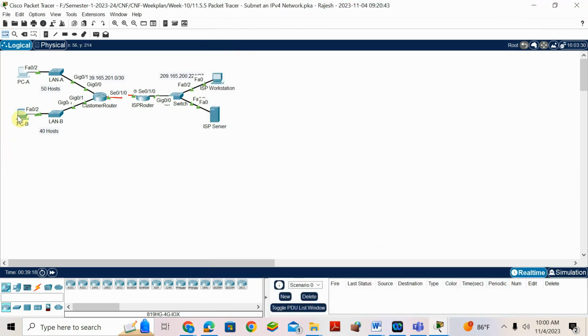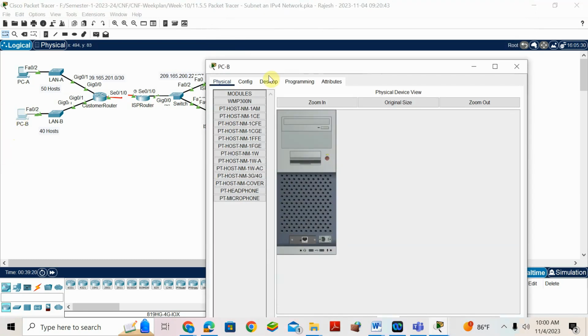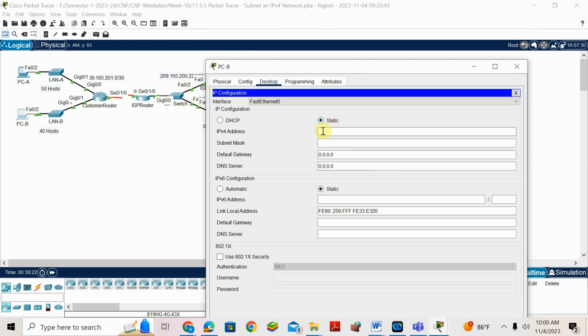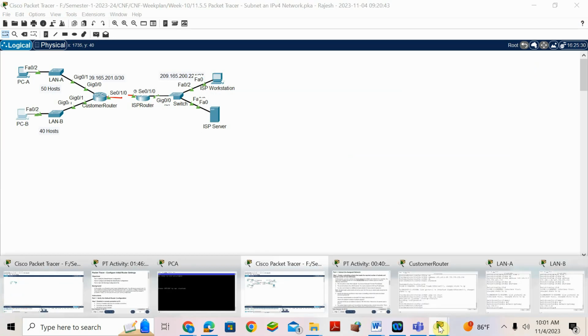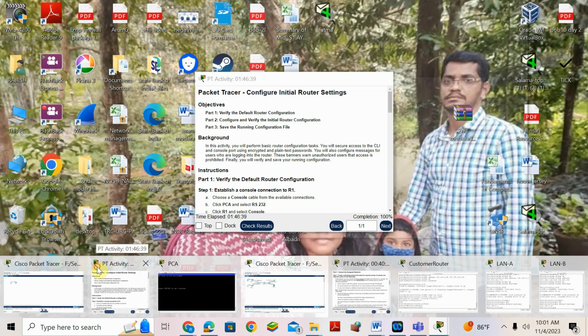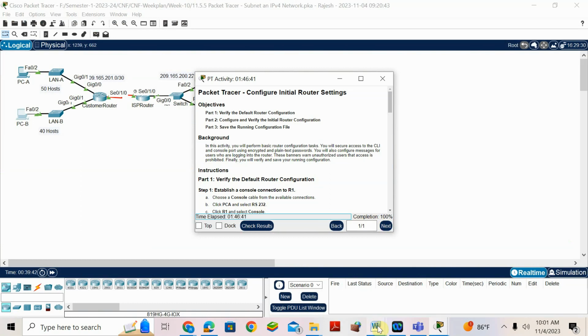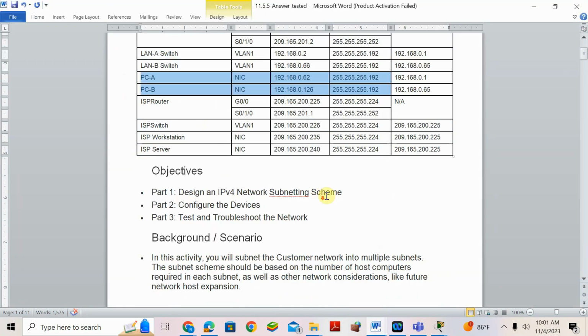Now this is done. Now PCB, it will be 192.168.0.126, mask 255.255.255.192, sorry. The gateway is 192.168.0.65. Done. Now let me check the completion percent, 100%. Okay. Again, some questions are there, so you have to solve that also.